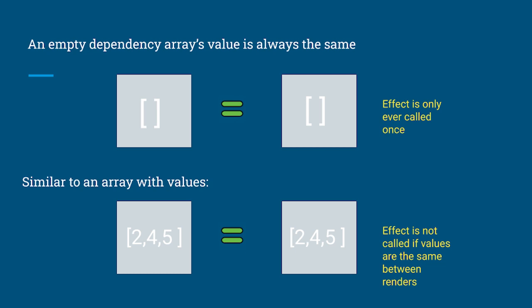We can also think of the empty array dependency as the same as an array of values. React compares all the values of the array with the values of the previous render to determine whether or not to call the effect. Since it is always an empty array, the values during the comparison are always the same, and so the effect is only called on the initial render.